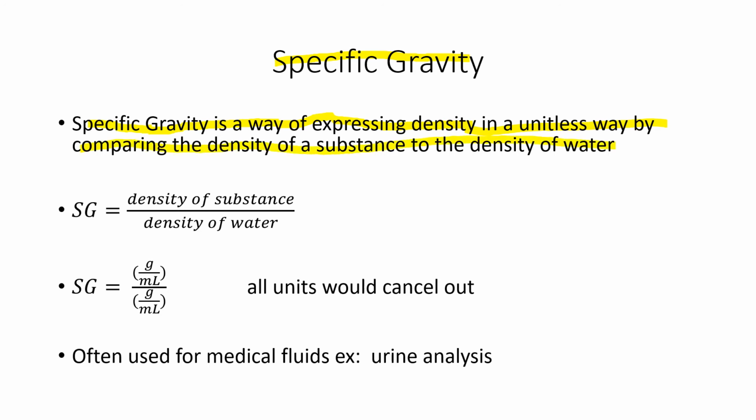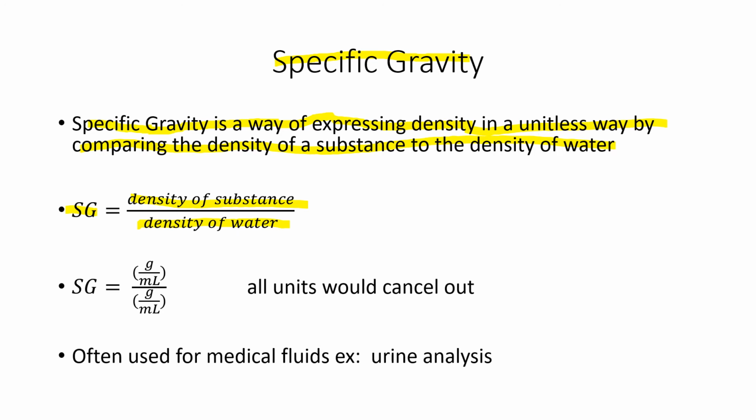Water is our most common and important substance. So we can express density as saying how much more dense this is than water, or how much less dense this is than water. The way we deal with specific gravity, sometimes abbreviated SG, is we take the density of the substance and divide that by the density of water. It's comparing how dense this is compared to water.